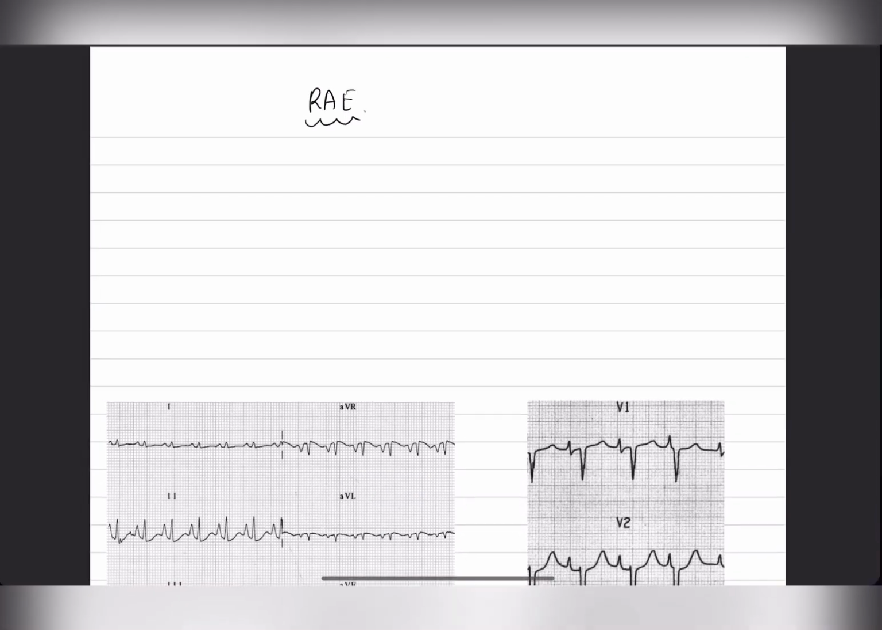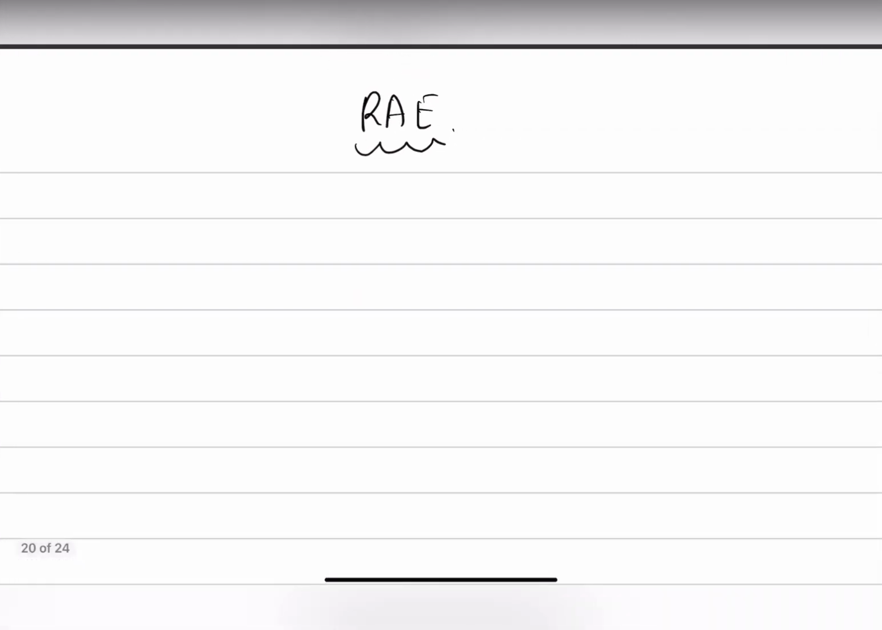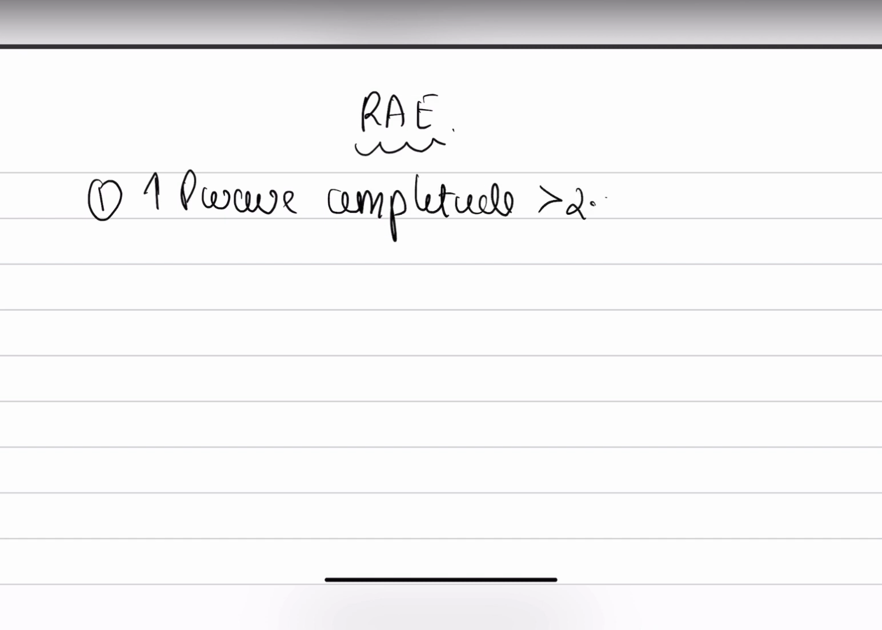Okay, coming to the second topic, this will be about right atrial enlargement. What is right atrial enlargement? Right atrial enlargement is shown on ECG by 3 findings. The first one is an increase in P wave amplitude, more than 2.5 small boxes in lead 2.